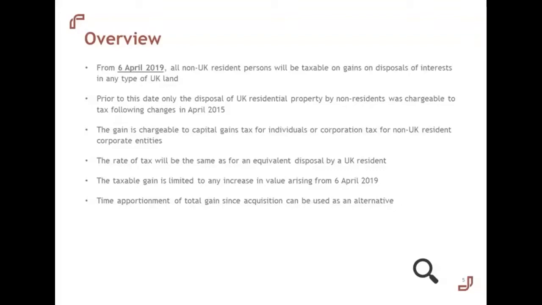It is possible to elect for the historic cost to be used when calculating the gain, because what the Revenue has said is that the taxable gain will only be limited to an increase in the value arising from the 6th of April this year. But where the historic cost is actually greater than the valuation as of the 6th of April this year, you're able to use that historic cost.